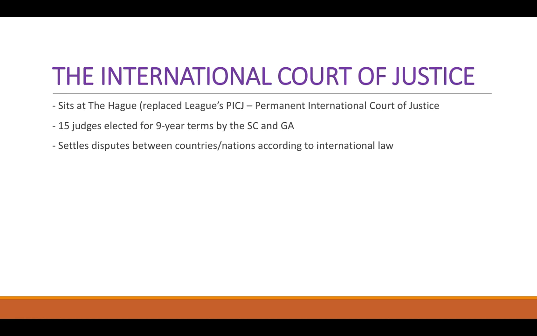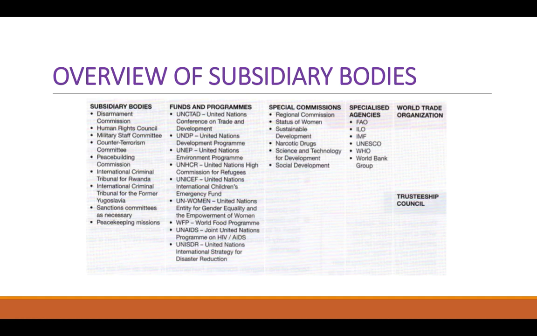The International Court of Justice sits at The Hague. It replaced the League's Permanent Court of International Justice. There are 15 judges elected for 9-year terms by the Security Council and General Assembly. It settles disputes between the countries, but of course, only if the countries ask the International Court of Justice to help them sort out their problems.